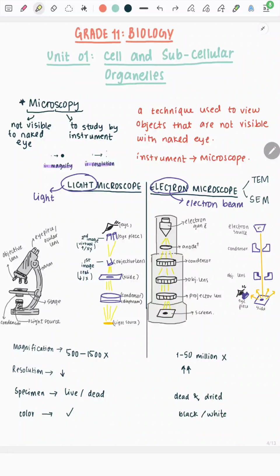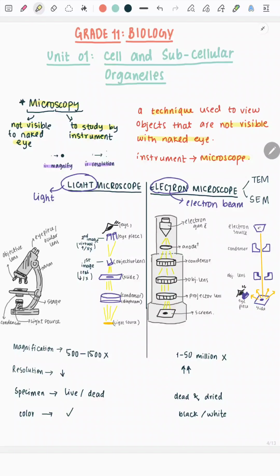In the last lecture, we studied the cell. But how did the details about the cell come into our knowledge? That's where microscopy comes in. The term micro means not visible to the naked eye, and scopy means to study by instrument. So, microscopy is a technique used to visualize objects that are not visible with the naked eye. The instrument used is called a microscope.